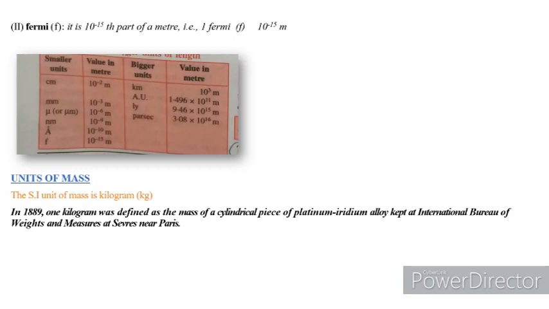In 1889, 1 kilogram was redefined as the cylindrical piece of a platinum iridium alloy kept at the International Bureau of Weights and Measures at Sèvres near Paris. It can also be defined as: 1 liter of water at 4 degrees temperature is equal to 1 kilogram.